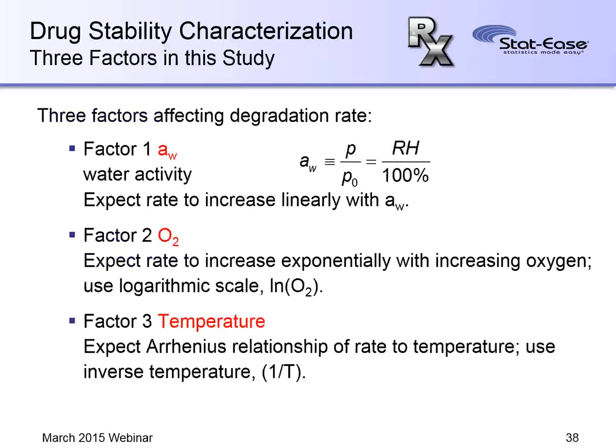So if you increase oxygen by a small amount, the rate will actually shoot up quite a bit. It won't follow a linear pattern, so we'll go ahead and view oxygen on the log scale. And finally, temperature. We expect there to be an Arrhenius relationship between the drug degradation rate and temperature, so we'll go ahead and assume that the drug degradation rate is proportional to the inverse temperature.